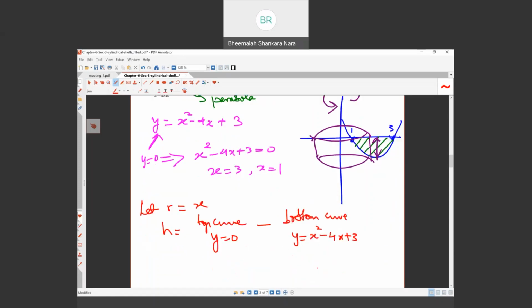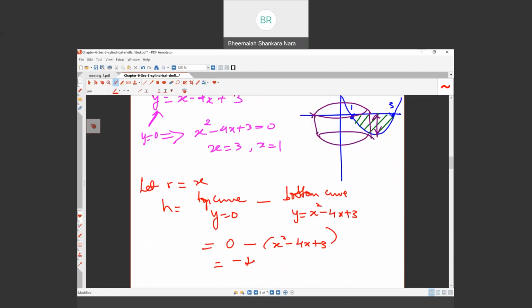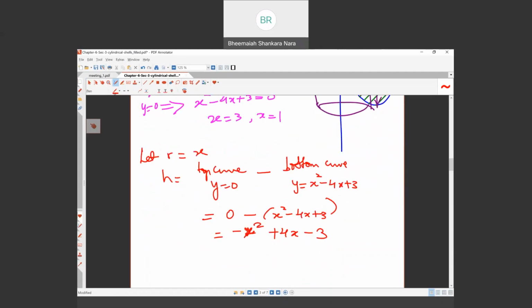Now we simplify. 0 minus this quadratic function, multiply by negative, simplify. We have negative x squared plus 4x minus 3. So once we know the height, we can go back to the volume formula and plug in: x equal to 1 to 3, 2 pi x, negative x squared plus 4x minus 3 times dx.